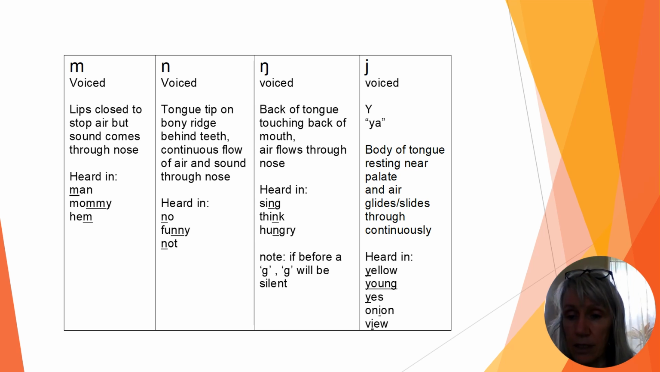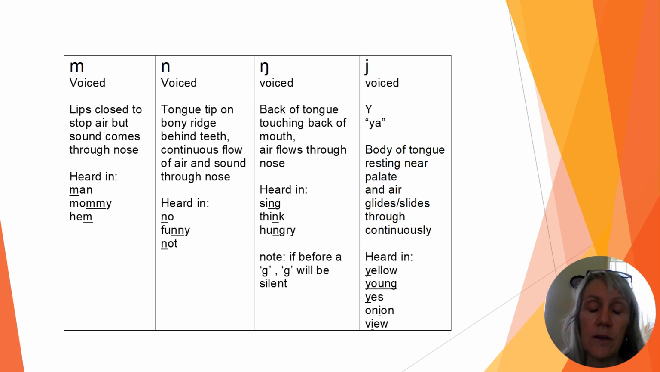Within the next sound, the next phoneme, represented by the phonetic symbol that looks like the letter N. It's also voiced. Tongue tip is on the bony ridge behind the teeth. So if you lick your tongue up, there's a bony ridge there. Continuous flow of air and sound through the nose. So we're hearing somewhat like the sound previously, but it's a different sound, okay? So it's no. Funny, not.